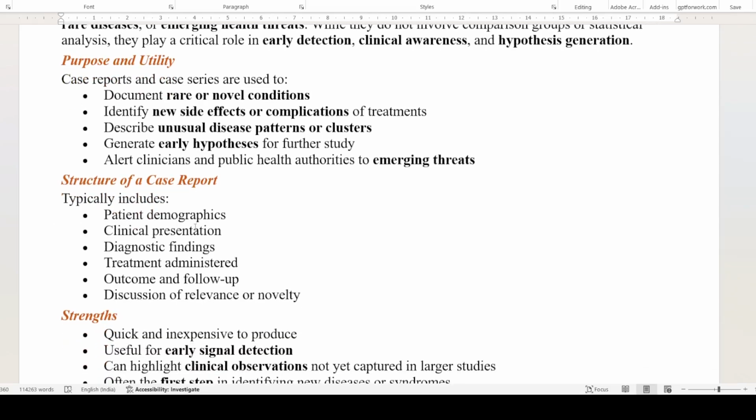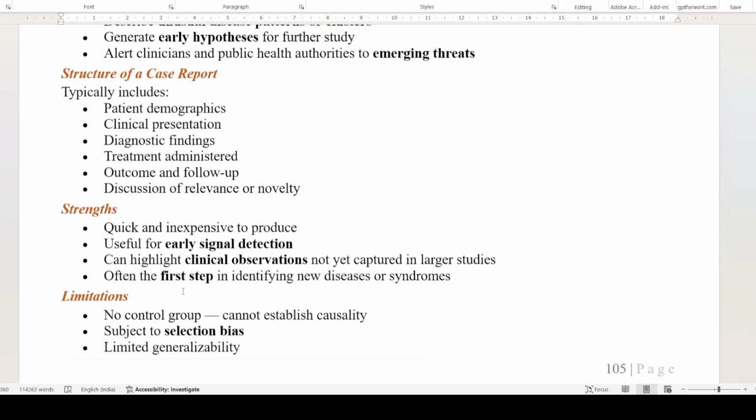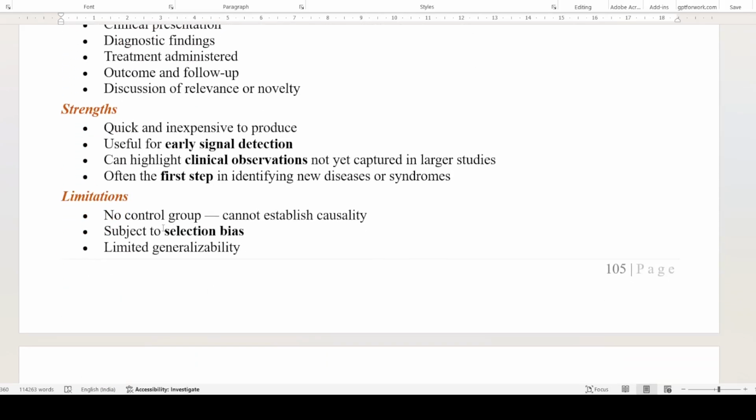Now, if we talk of a typical structure of a case report, we should have the demographic of a patient, clinical presentation, what are the diagnostic findings, what is the treatment given to him, what is the outcome, what is the follow up, and if there is any novelty in this case, that should also be written in the case report. So, what are the strengths and limitations?